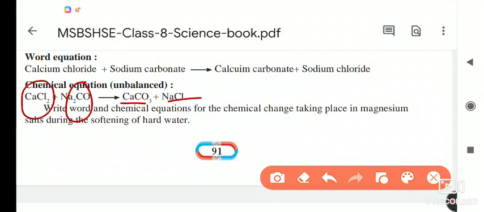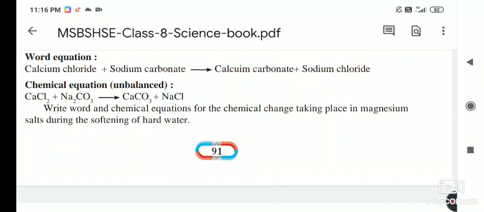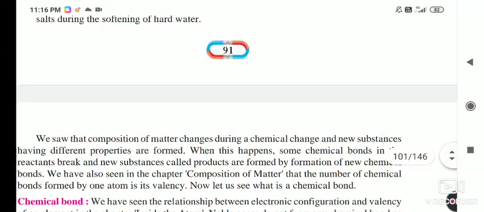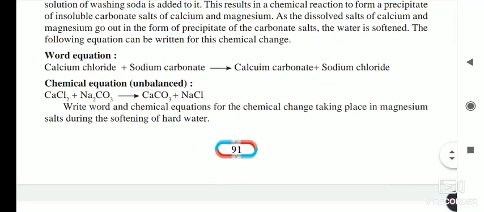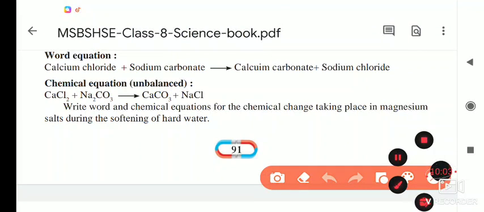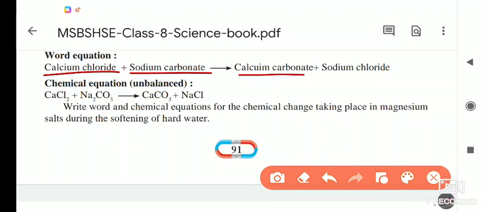Write the word equation and chemical equation for the changes taking place in the magnesium salt during the softening of the water. Okay, then that reaction we have to write. MgCl2, magnesium chloride, reacts with sodium carbonate, and it forms magnesium carbonate and sodium chloride.